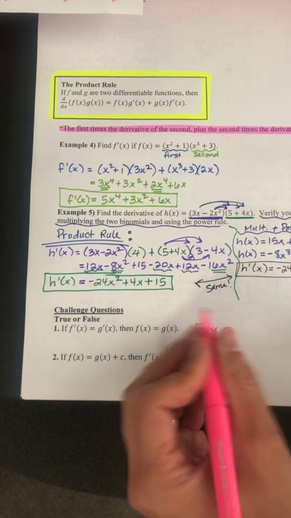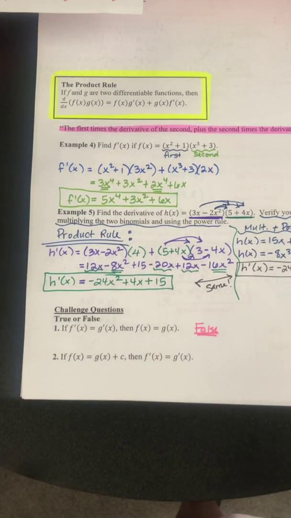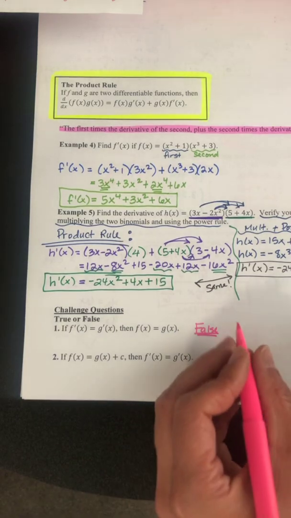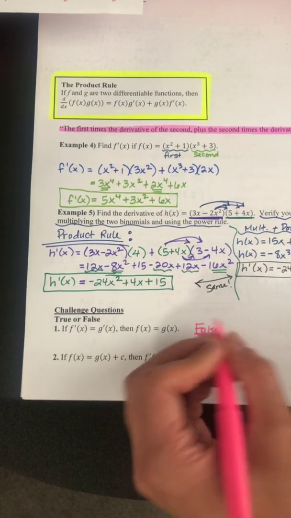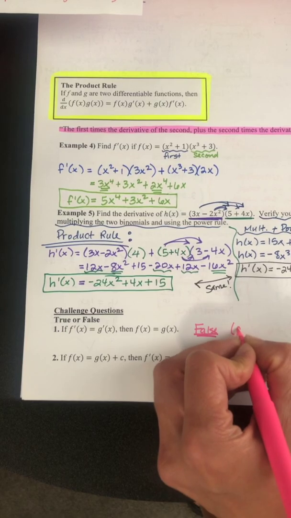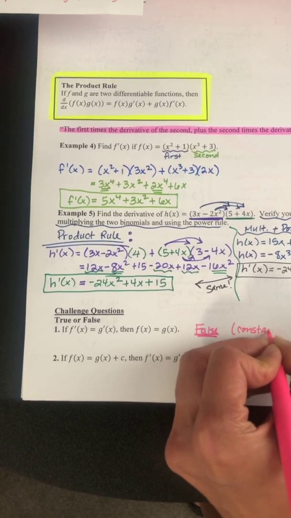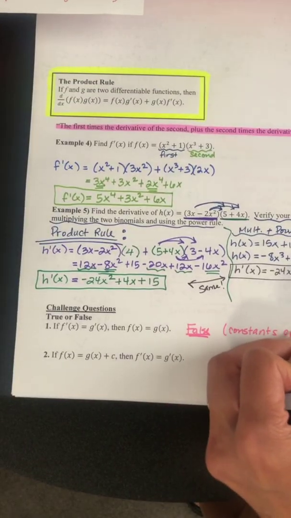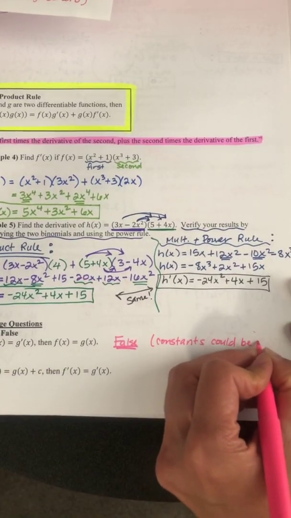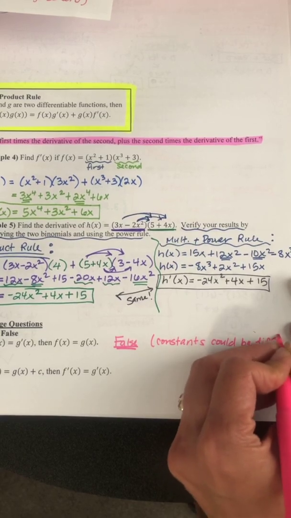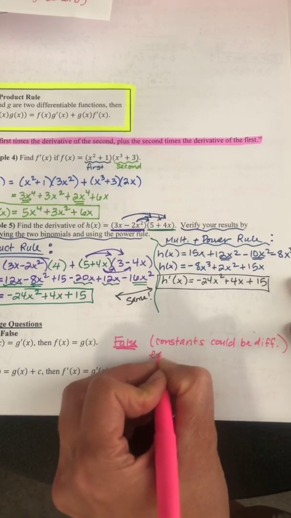And if you're wondering why, it's because, well, we don't know what the constant was. The constant could have been 15 on one, or it could have been 1,000,000 on the other. So we don't know because the derivative of a constant is 0. So the constants could be different. And since we don't know that, we can't assume. So it's false, and we have to give a reason why. Constants could be different. Just going to put diff for different. And then we have to give a counterexample.